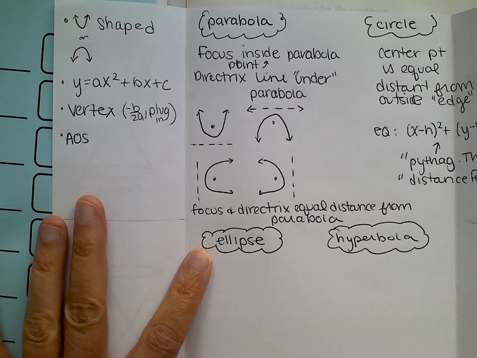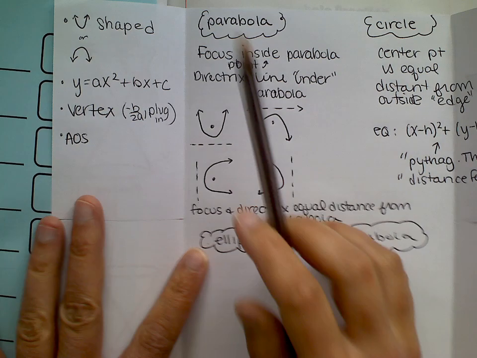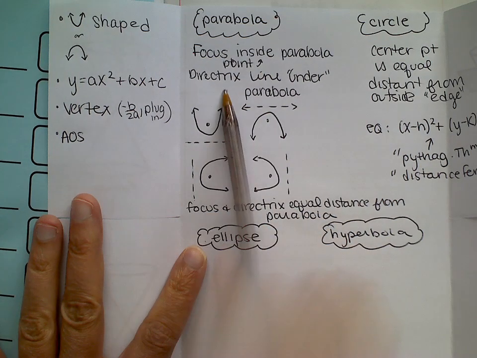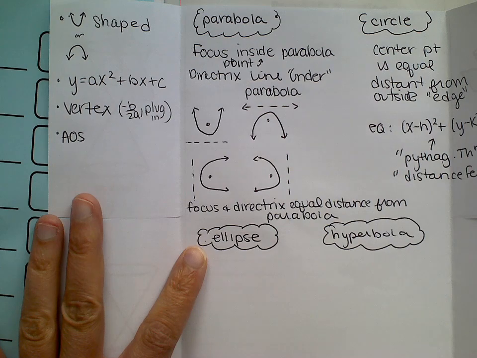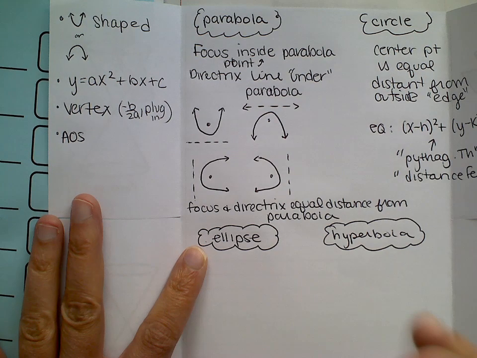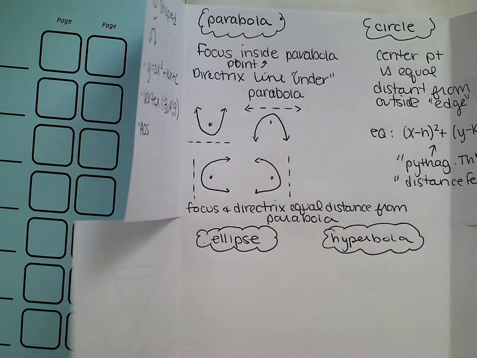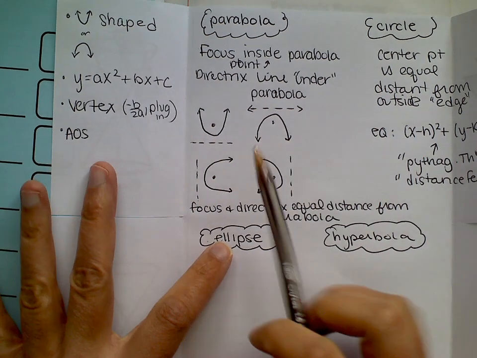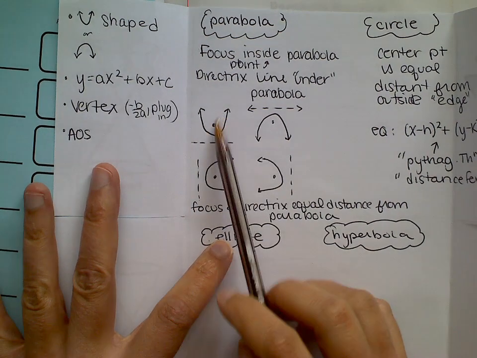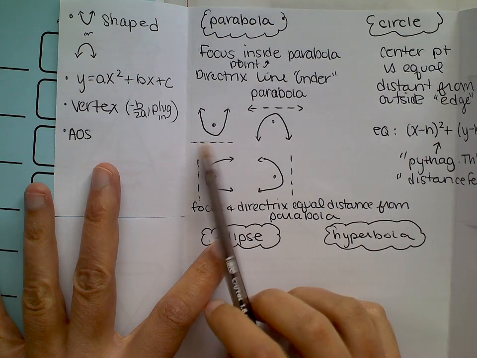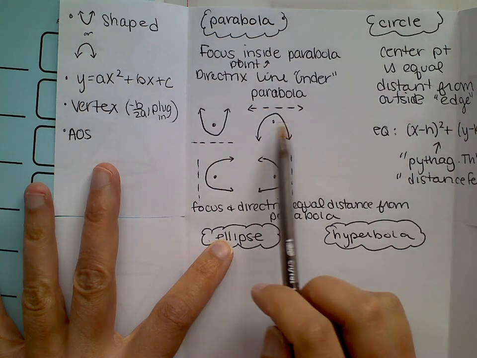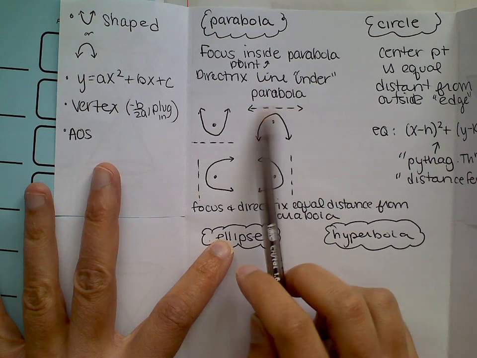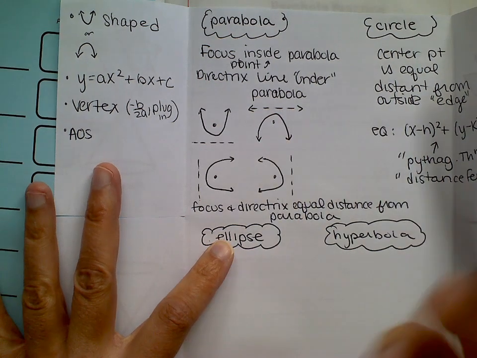Now, some of the new things that I talked about in the previous video is that it has a focus, a directrix. A focus is a point kind of inside the parabola. A directrix is a line sort of under the parabola or on the opposite side of the parabola. And you can get really 4 different things here. You can get a pointing up parabola, focus inside, directrix under, pointing down parabola, focus inside, directrix kind of over.